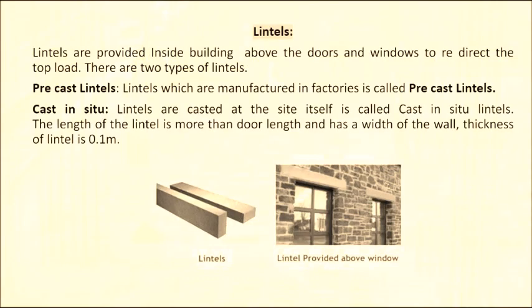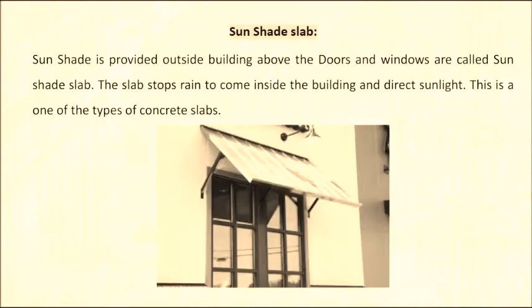Lintels. Lintels are provided inside the building above the doors and windows to redirect the top load. There are two types of lintels. Precast lintels: lintels which are manufactured in factories are called precast lintels. Cast in situ: lintels that are cast at the site itself are called cast in situ lintels. The length of the lintel is more than the door length and has the width of the wall. Thickness of the lintel is 0.1 m.